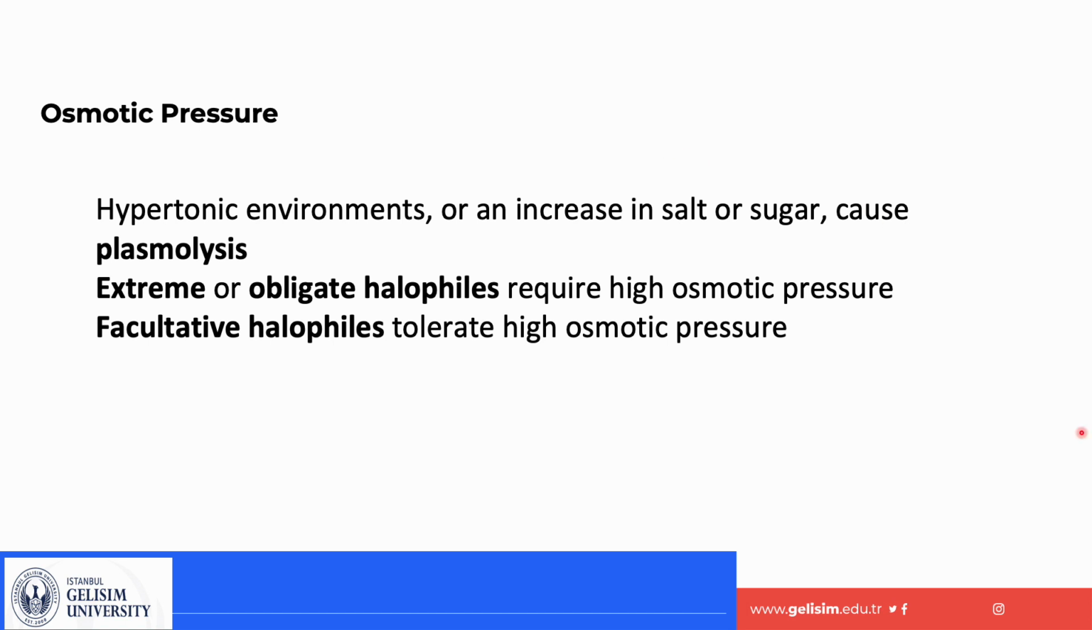So again, to go into more details, let's look at the osmotic pressure now. Hypertonic environments with high salt or sugar levels can cause plasmolysis in bacteria, where the cytoplasm shrinks away from the cell. Some bacteria are adapted to high salt environments. And again, these are known as extreme or obligate halophiles. And they require high osmotic pressures to survive. Other bacteria known as facultative halophiles can tolerate high osmotic pressures, but they do not require it for survival.